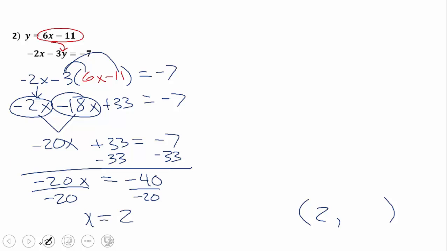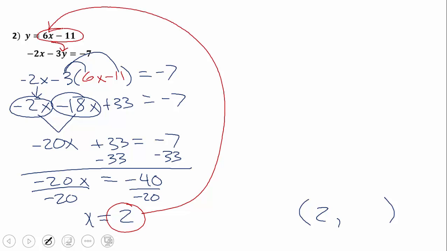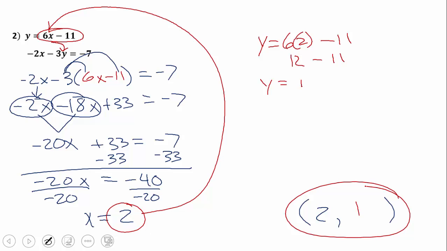And so I'm going to take that 2, and I'm going to substitute it into one of the originals. Let's just go right here. And I'm going to say y equals 6 times 2 minus 11. 6 times 2 is 12, minus 11, 1. Y equals 1. My ordered pair answer is 2, 1.